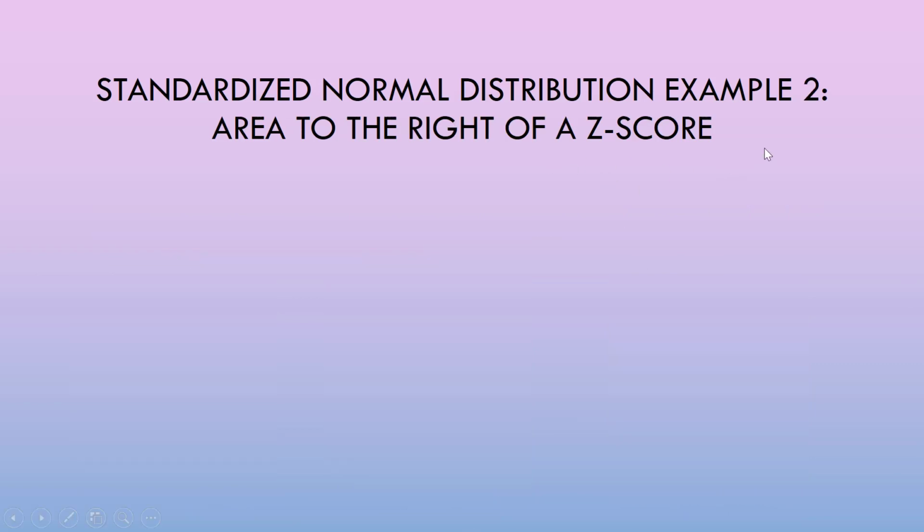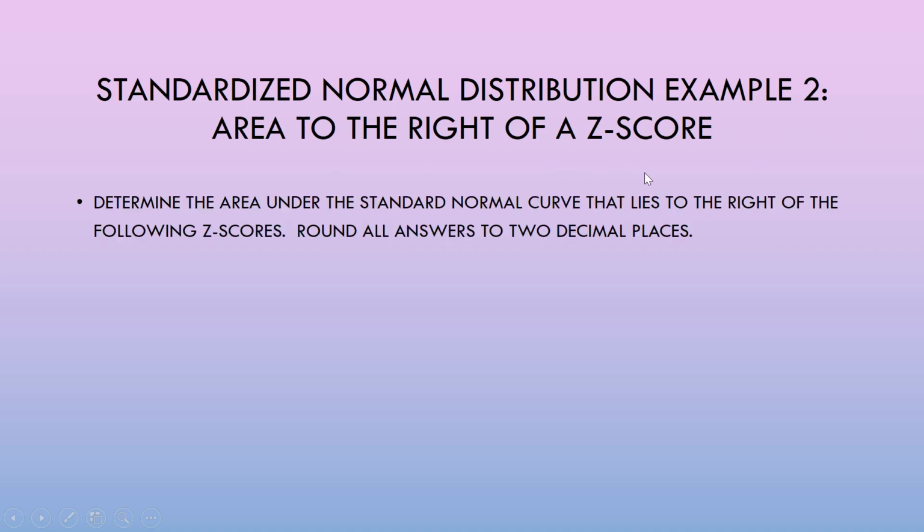Standardized normal distribution example 2, area to the right of a z-score. Determine the area under the standard normal curve that lies to the right of the following z-scores. Round all answers to 2 decimal places. Again, we have the exact same z-scores. Why are we doing the same problem a second time? Well, the answer is this time we're typing in the same z-scores, but we want the area to the right of these values. So let's hop over to StatCrunch and see what we need to do.